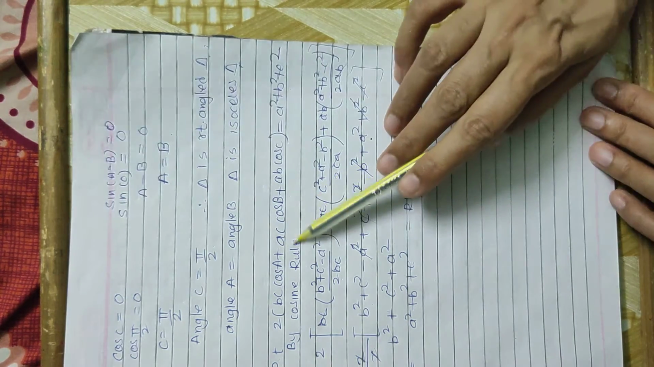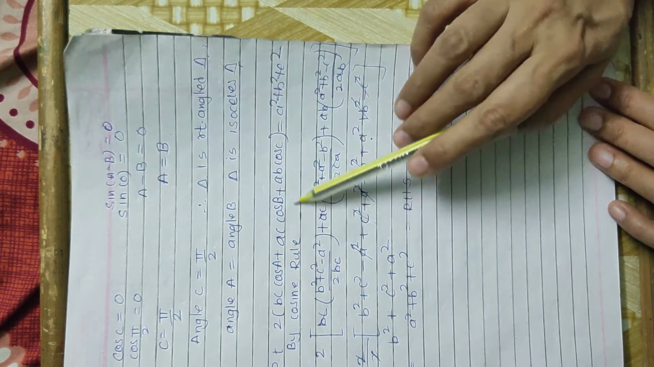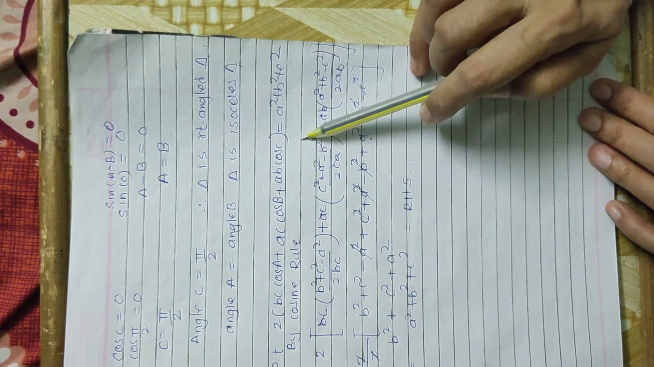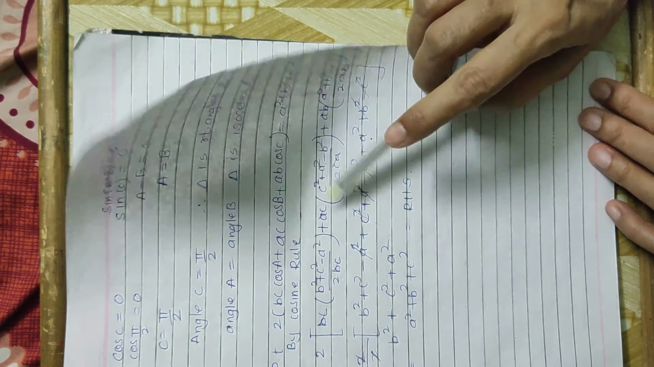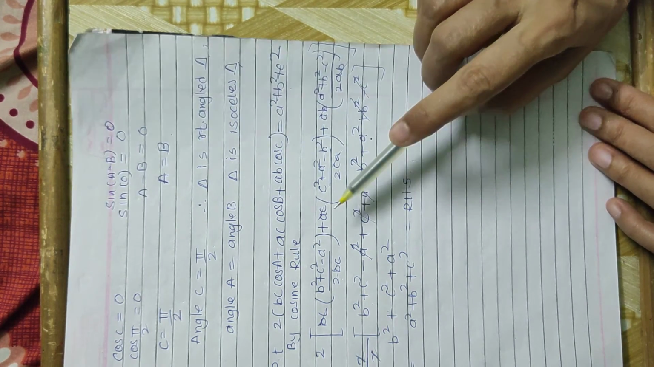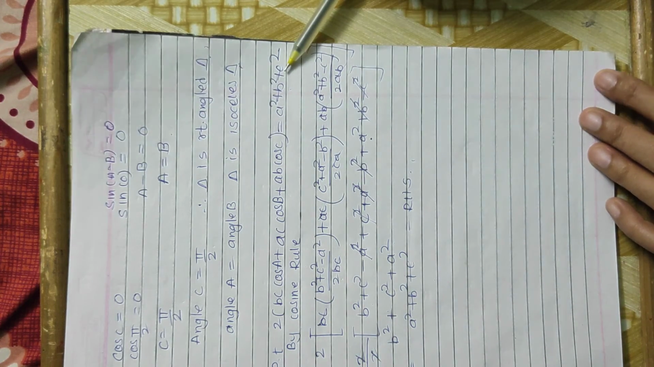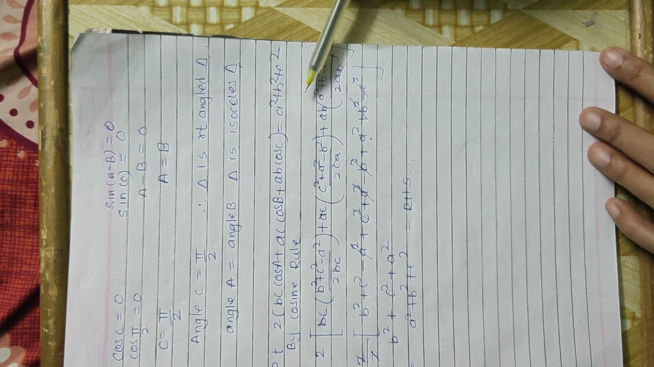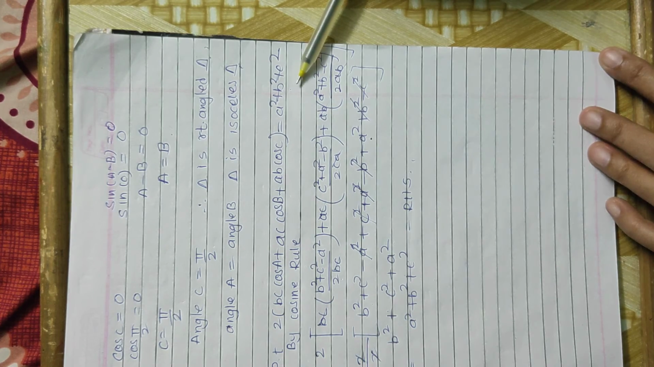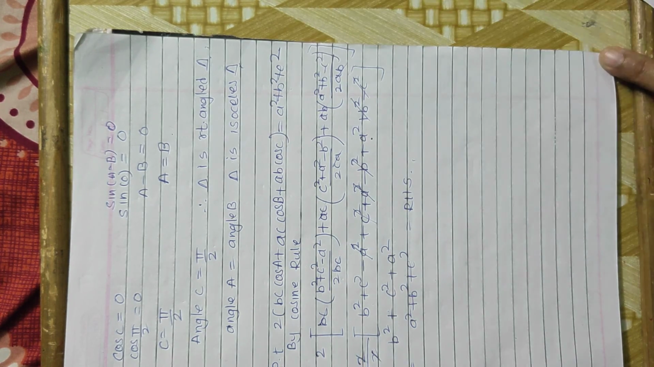So simply by reading the sum you understand that here you have to use the cosine rule. Remember the formulas: sine rule, cos rule and projection rule. Applications of the sine rule, cos rule and projection rules are deleted from your syllabus.